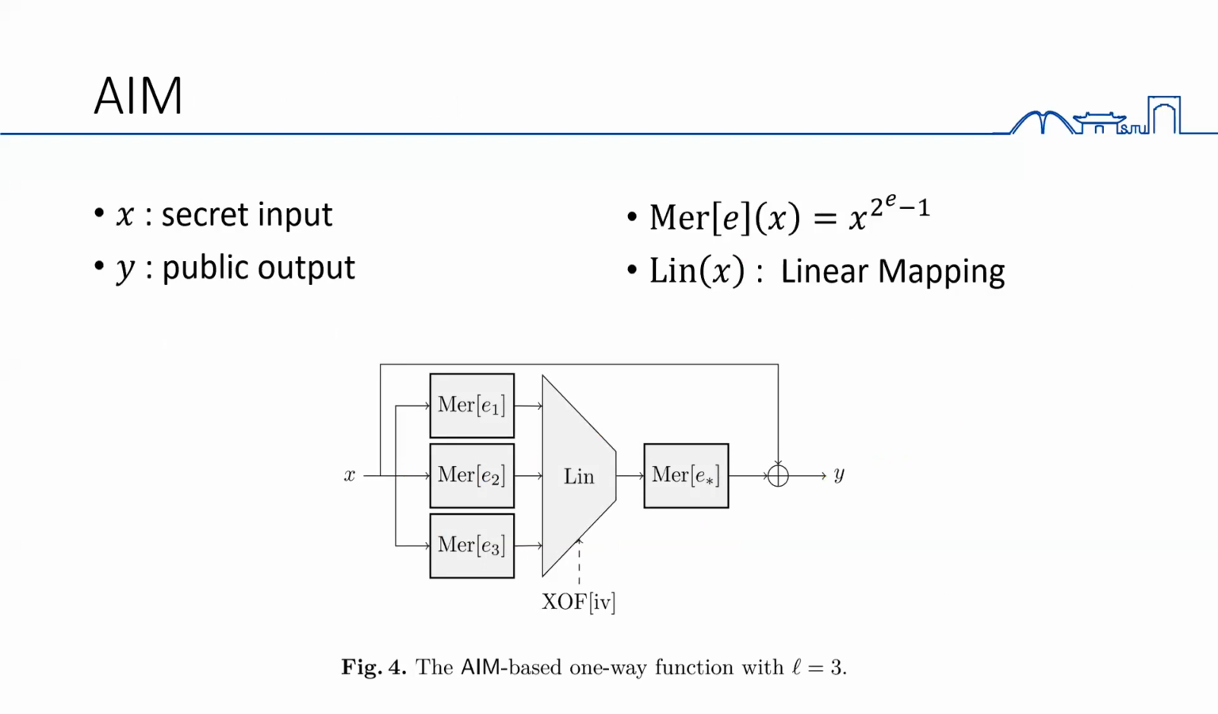Finally, we move to AM. AM is another cipher. The x is a secret input and y is output. This is not like a block cipher. We have only a private input and a public output, like a hash function. And the power of the nonlinear power function is a Mersenne prime. And here is the linear layer.